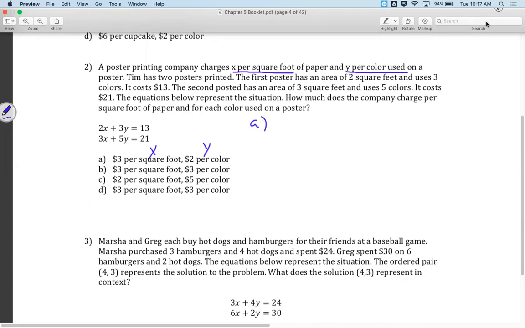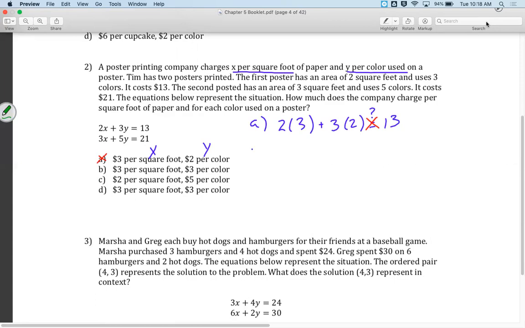So we're going to do 2 times 3 plus 3 times 2. And I'm asking, does that equal 13? And the answer is no, it doesn't. 2 times 3 is 6 plus 3 times 2, that's 6. 6 plus 6 is 12, not 13. So let's go to B.